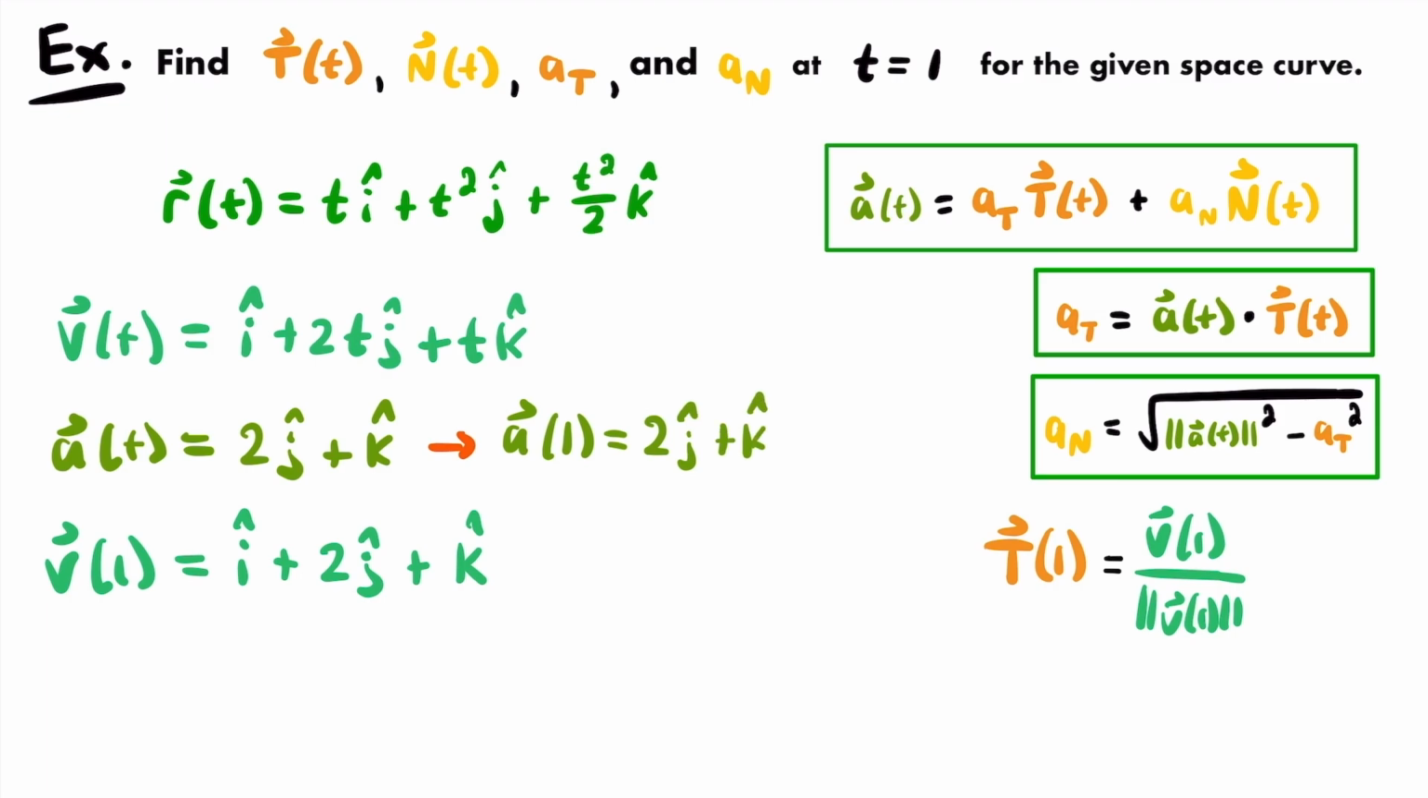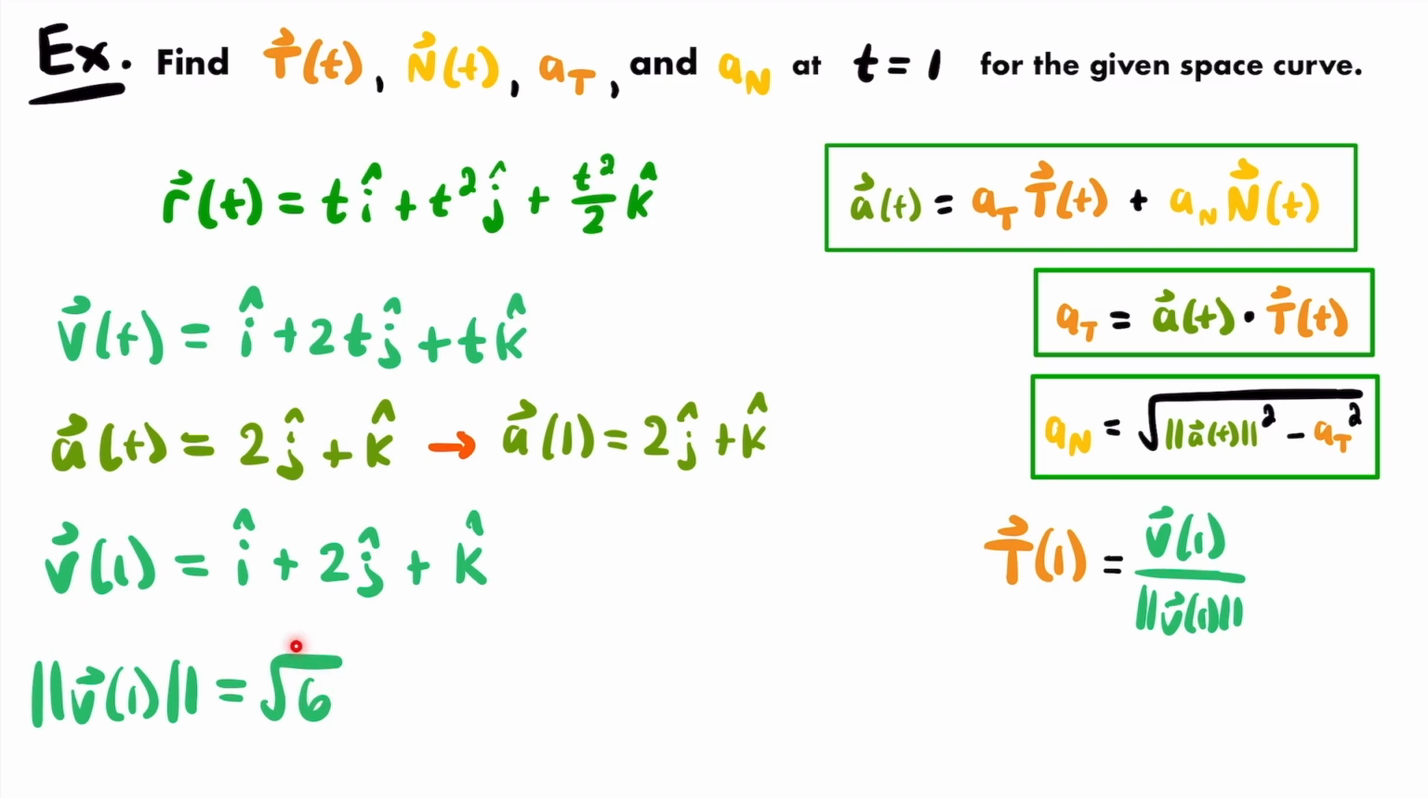All right, now let's find the magnitude of v of 1. We're going to take the magnitude of the velocity vector at time 1. So we'll have the square root of the sum of these components squared. We'll have 1 squared plus 2 squared plus 1 squared, which means we have 1 plus 4 plus 1, which will be the square root of 6. And so I'll just erase this and write the square root of 6. Okay, so now let's set up our unit tangent vector at t equals 1. We're going to take v of 1 and divide it by its magnitude.